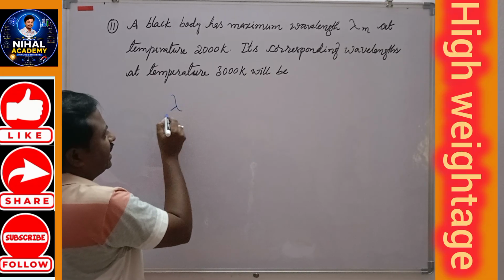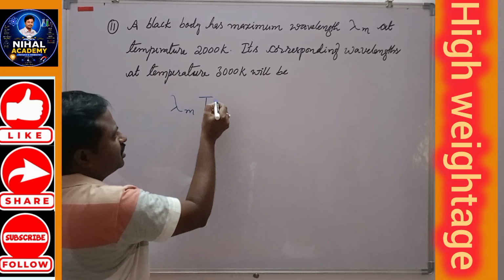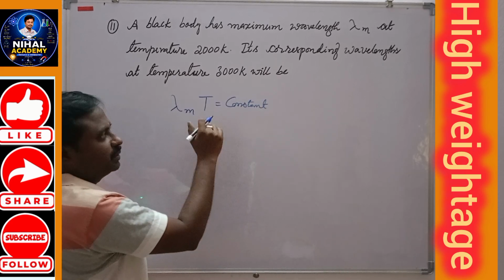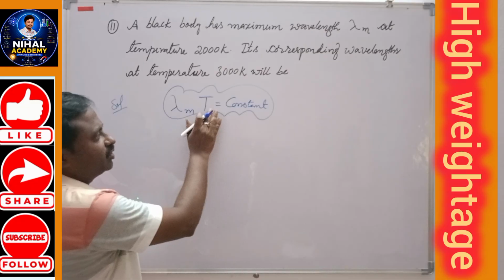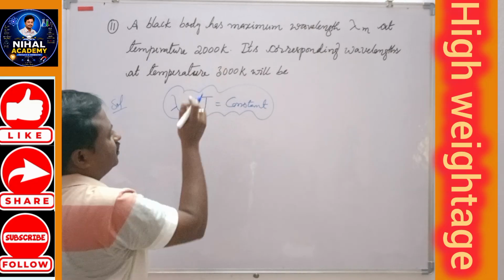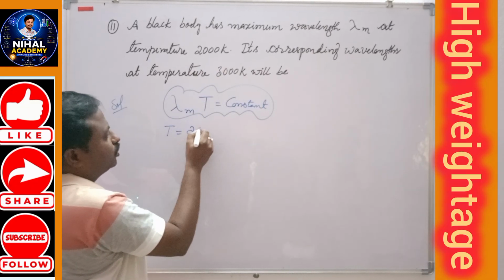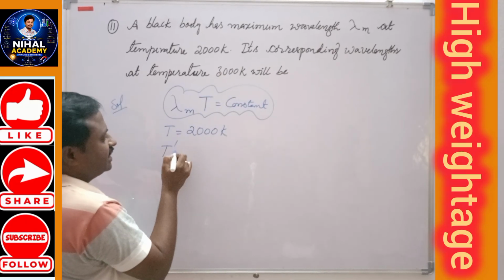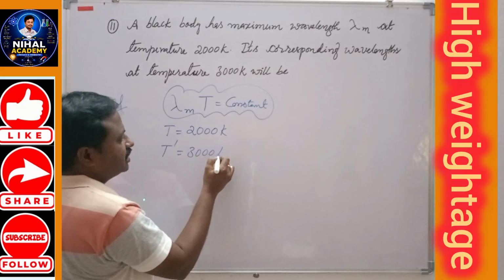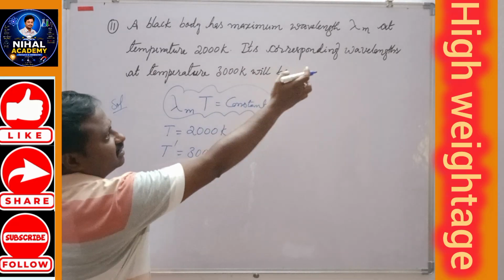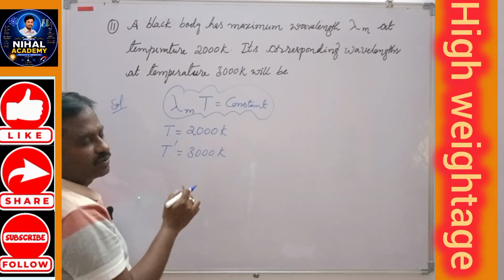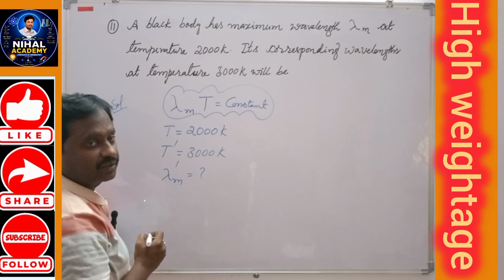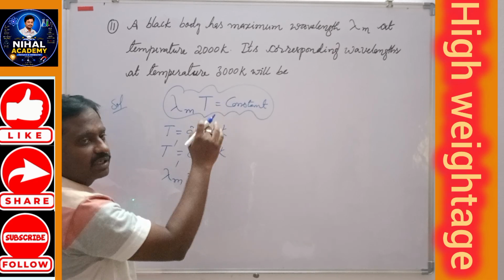So we know that the maximum wavelength into temperature is equal to a constant. So this formula I will apply to the two cases. The formula is lambda m into T is equal to constant. The temperature T is given, that is equal to 2000 Kelvin. And the second case is also given, we will take it as T dash, it is equal to 3000 Kelvin. Now we have to calculate the maximum wavelength for 3000, that is lambda m dash is equal to question mark.